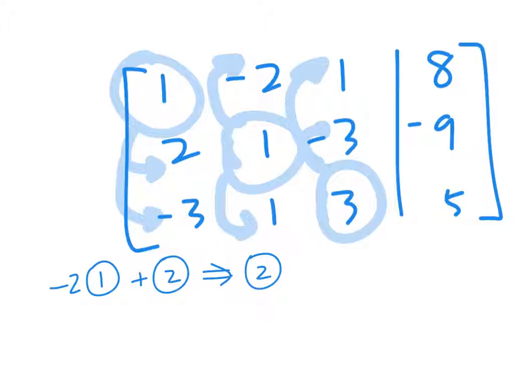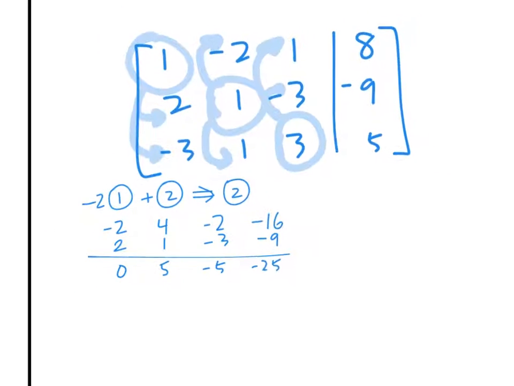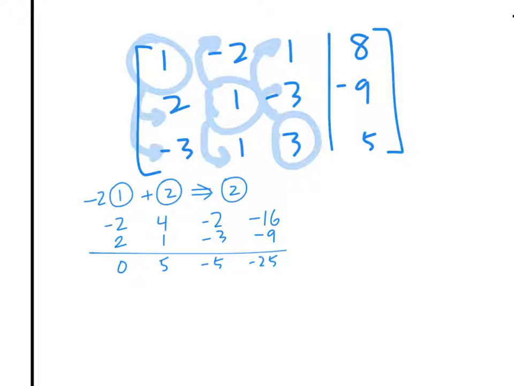Okay, so like what you did last night. Negative 2, 4, negative 2, negative 16, 2, 1, negative 3, negative 9. Add them together. 0, 5, negative 5, negative 25. Replace row 2.